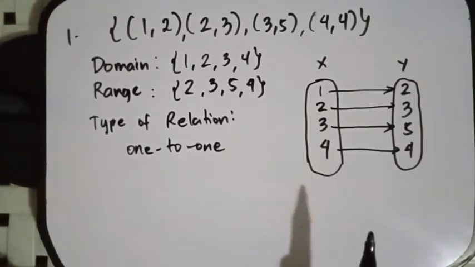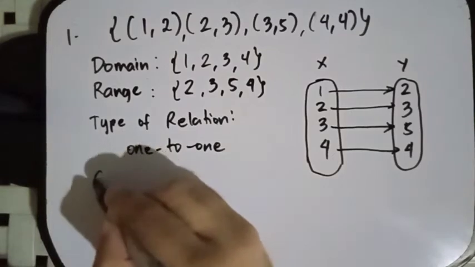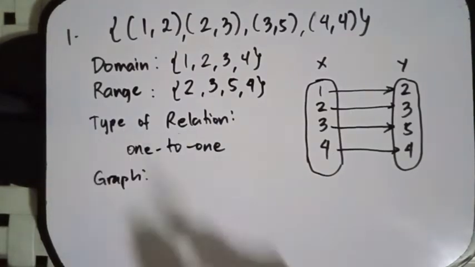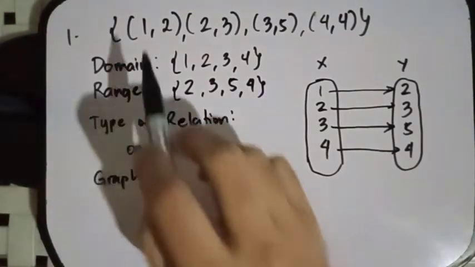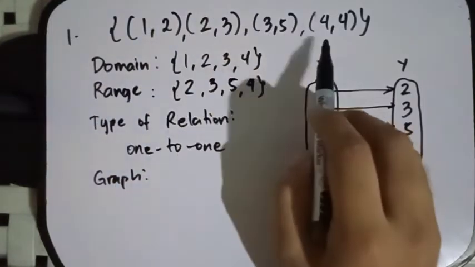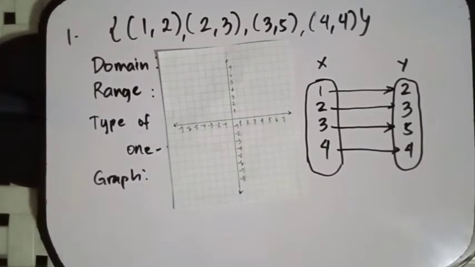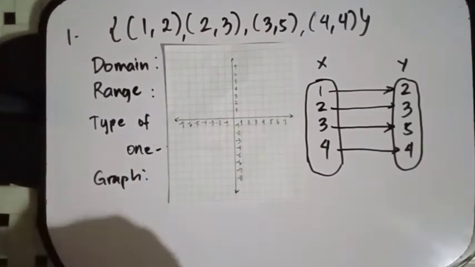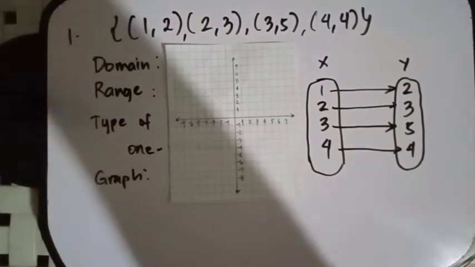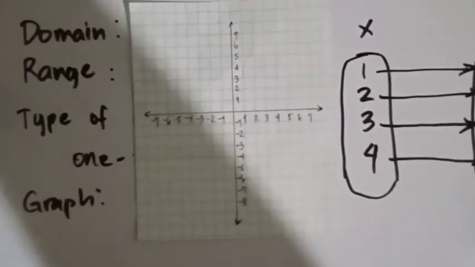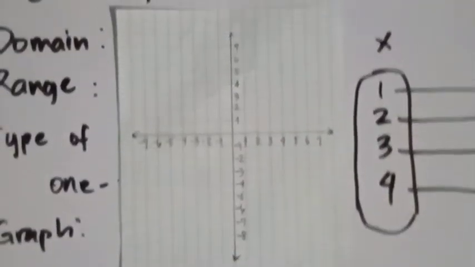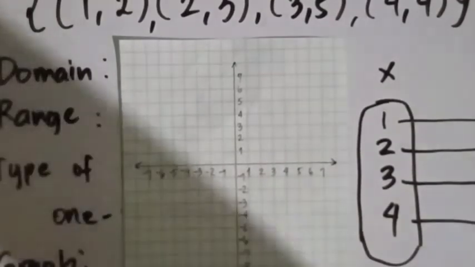Okay? Tapos para sa graph, no? Para ma-graph natin, so syempre, ipa-plot natin lahat ng ordered pairs sa Cartesian plane. So ito yung Cartesian plane natin. So i-zoom natin para makita ninyo. Okay? Ayan.